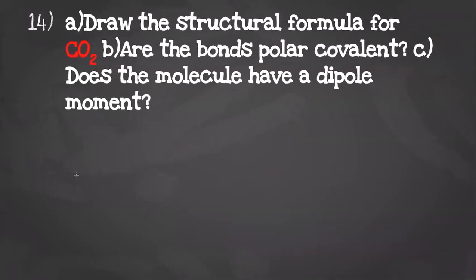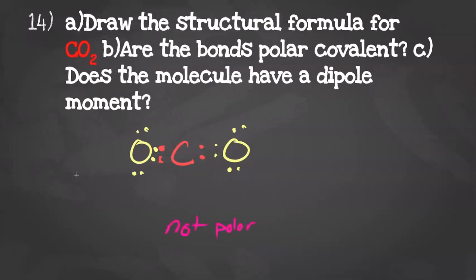For our last one of this section, we're going to be working with carbon dioxide. So when we draw our dot structure, it should look something like this. Remember, our carbon is going to be double bonded to each oxygen, and because of that, we're going to end up with a linear molecule. And just like our hydrogen example, because it is linear, we're going to end up with a non-polar molecule. Each of the oxygens are going to be pulling with an equal amount of force, and because of that, we are not going to have a dipole moment.